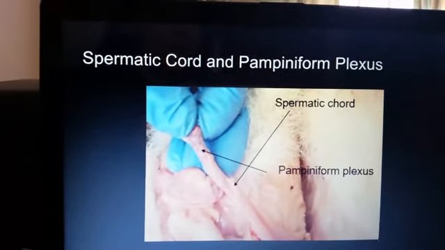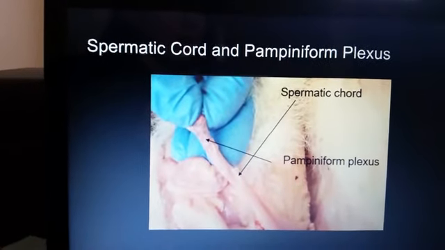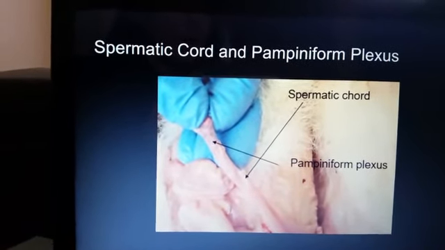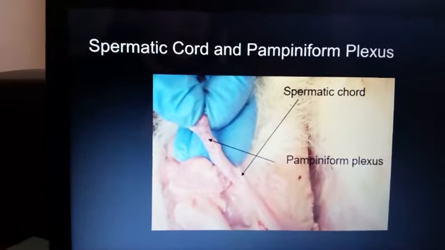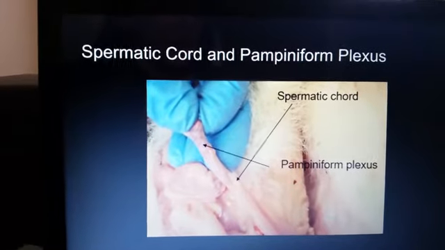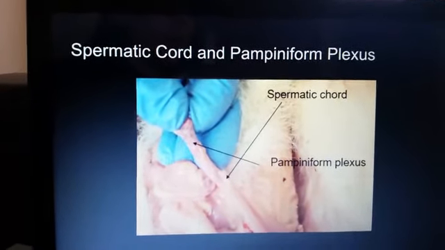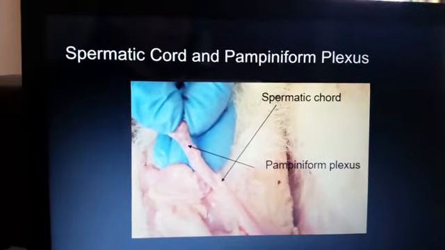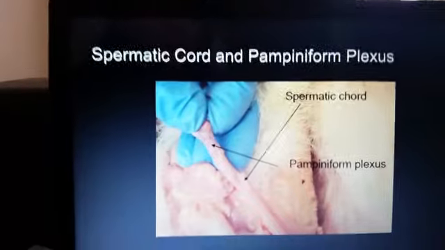The spermatic cord also contains the cremaster muscle, which helps elevate or lower the testes in colder or hotter weather to aid with thermoregulation. Another important feature of the spermatic cord is the ductus deferens, which is where sperm travel from the epididymis, where it's stored, up into the penis through the ductus deferens for ejaculation.